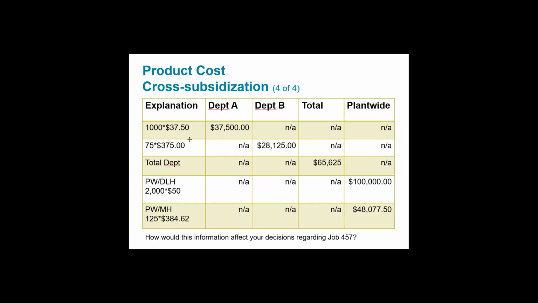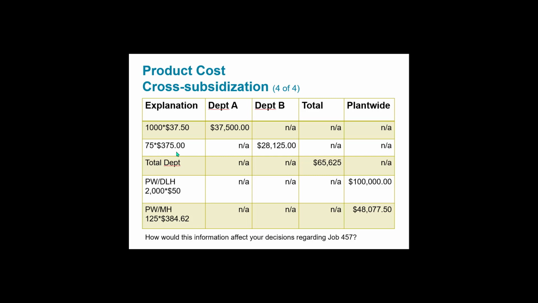So here's our allocation of overhead. Department A would get 1,000 times 37.5, which is 37,500. Department B. Okay. For Department A, we've got 300,000 divided by the 8,000 direct labor hours, or 37.50 per direct labor hour. And the overhead in Department B would be 450,000 divided by 1,200, which gives us 375 per direct machine hour.